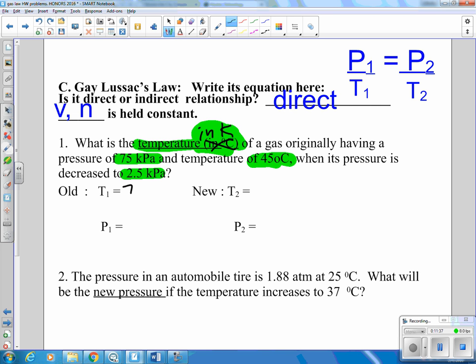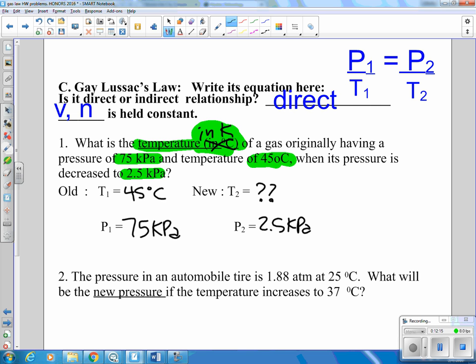We're going to have 75 kPa for your first pressure originally, and then a temperature of 40, oh excuse me, I got this mixed up, let me go back here. We have a temperature of 45 degrees Celsius. We have a pressure of 75 kPa. Okay, we're looking for the new temperature. We don't know the new temperature. And then our second pressure is 2.5 kPa.